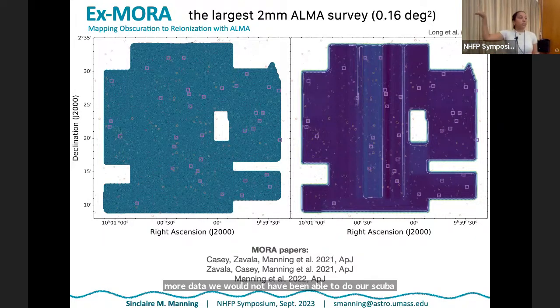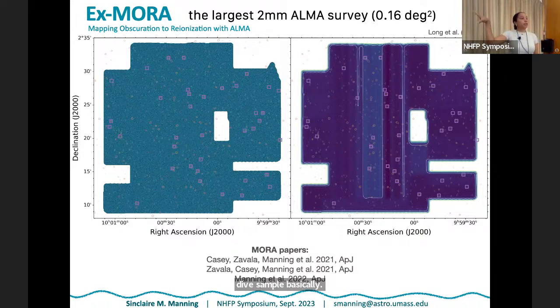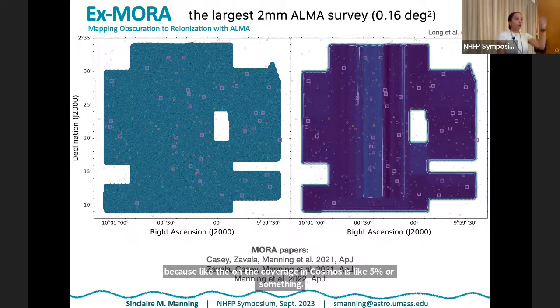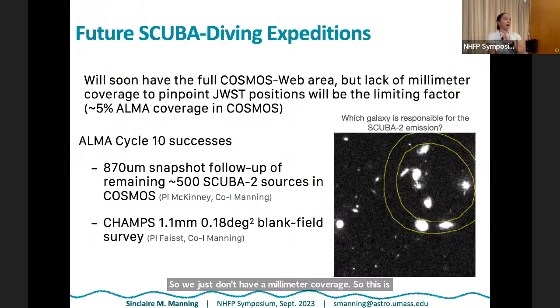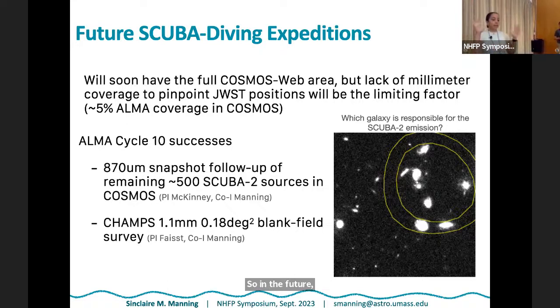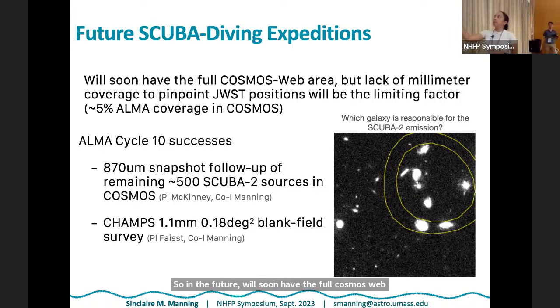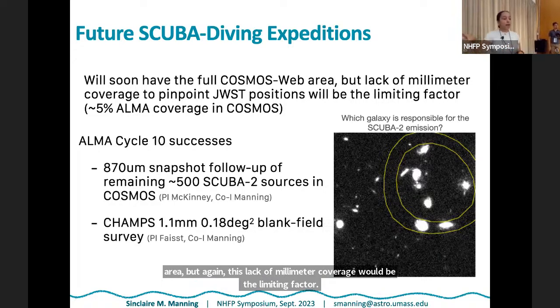So wide area searches in the millimeter are super key, because the ALMA coverage in COSMOS is like 5% or something, so we just don't have the millimeter coverage. So it's key to go wide with millimeter searches, but unfortunately ALMA is not the best tool for this. In the future, we'll soon have the full COSMOS-Web area, but again, this lack of millimeter coverage will be the limiting factor. We luckily had some great success in ALMA cycle 10.